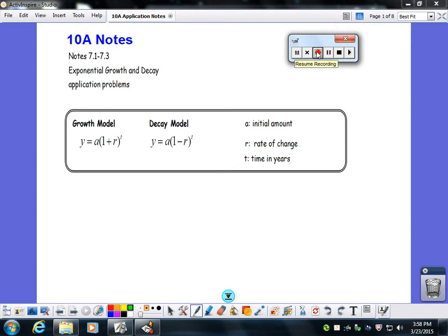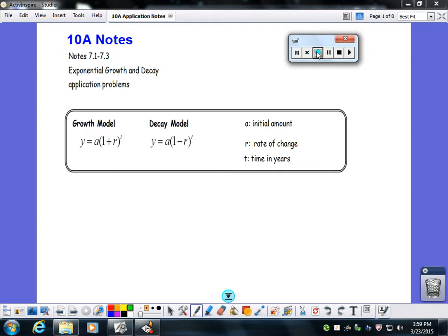All right, these are 10A notes. Notice we're going back to chapter 7 and looking at more exponential growth and decay with application problems. So we have two formulas we're going to be using first. A growth model, notice it's 1 plus the rate, so it's growing, and a decay model, 1 minus the rate.